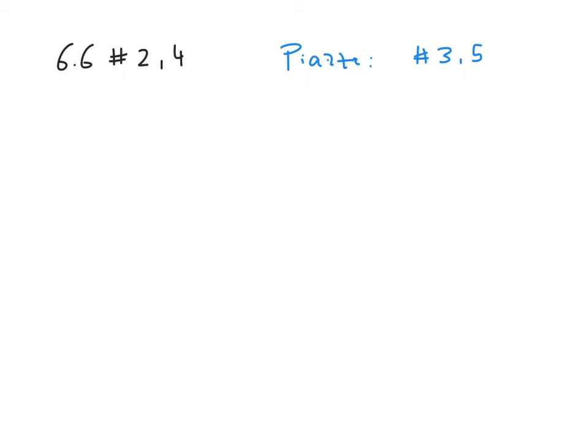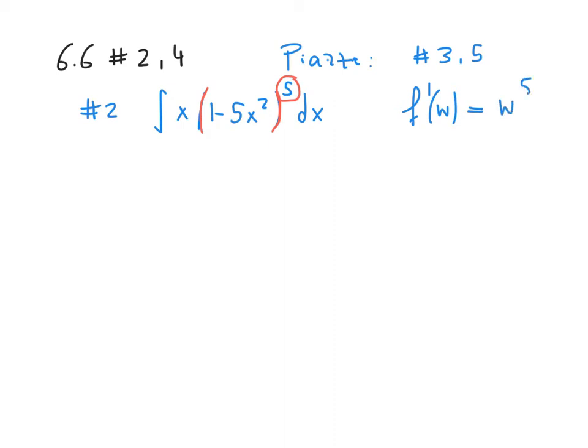So let's look at number 2 first. So number 2 is the integral of x times 1 minus 5x squared to the fifth dx. Okay. So is substitution applicable here? Well, again, first thing we do is try to identify inner and outer function. So again here, this seems to suggest that there is an outer function present of the form, you always use blue for the outer function, so f prime of w is w to the fifth, right? Because this whole term is just like w to the fifth.